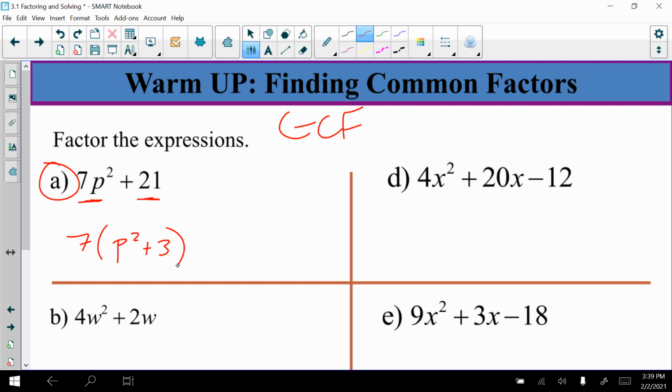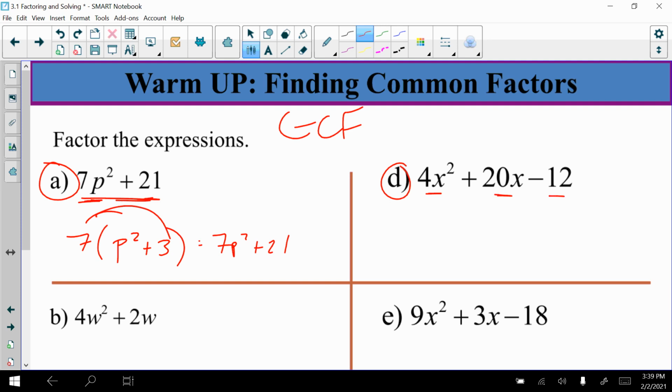I know you can always check yourself to see if you did it right. If I distributed this back in there, 7 times p squared is 7p squared, and 7 times 3 is 21. And that's exactly where I started, right? So now I know that I did it right. Let's do one with 3 terms. Let's do this second example right here.